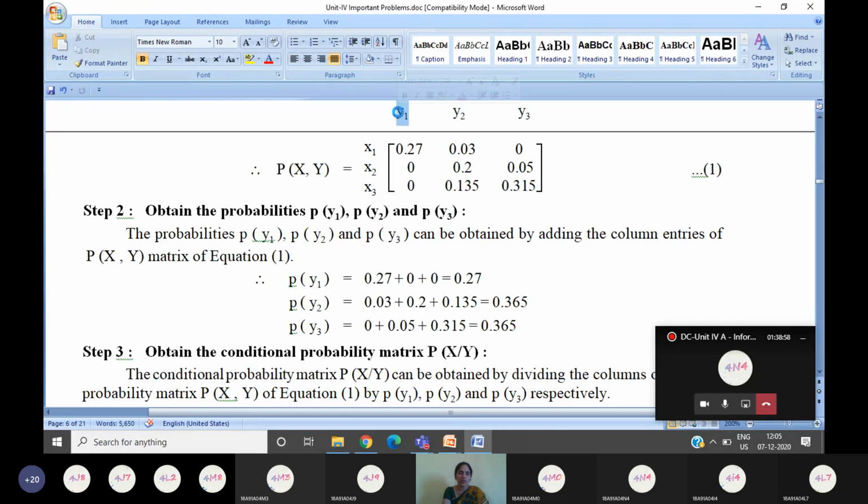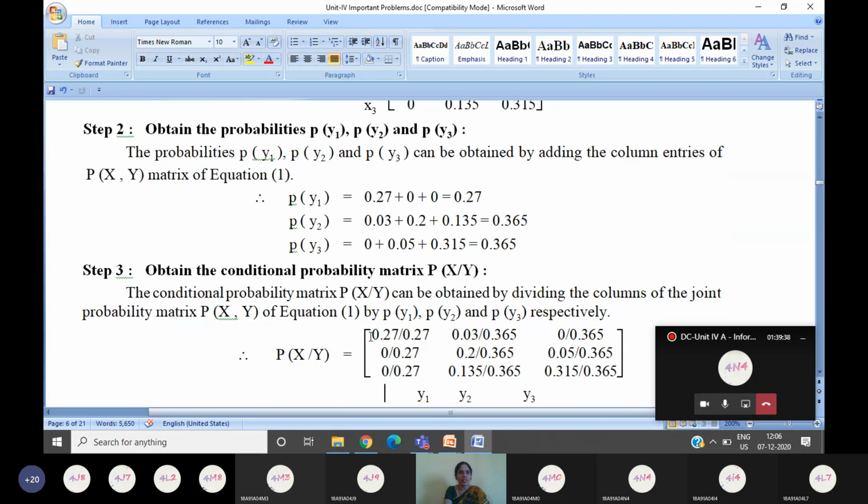Similarly, if you want P of y1, ఇక్కడ మీకు ఏం కావాలి? Unknown P of y1. Please see here. The probabilities P of y1, P of y2 and P of y3 can be obtained by adding the column entries of the P of xy matrix of equation 1. Okay. So P of y1, first column elements please add, that is 0.27 plus 0 plus 0. So P of y1, the receiver's first element, you can obtain by adding the first column elements. That is 0.27. Next, how can you obtain the P of y2?